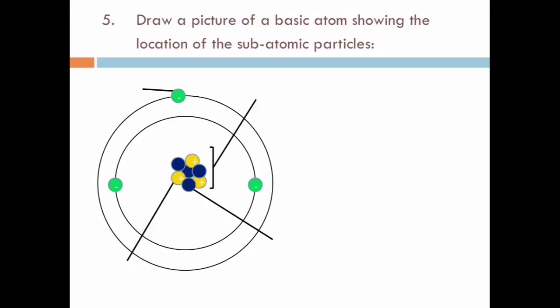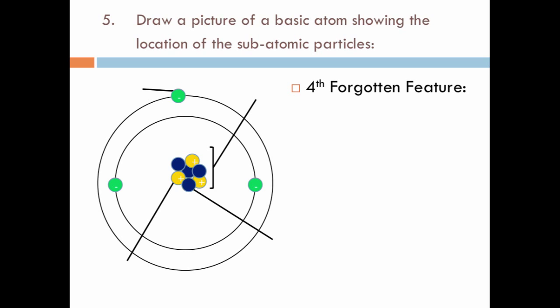Okay, so I actually want you to draw the picture of this atom. This is what an atom looks like, and we are going to label the parts and the subatomic particles. So notice that we have 3 different colors. Each color represents a subatomic particle.